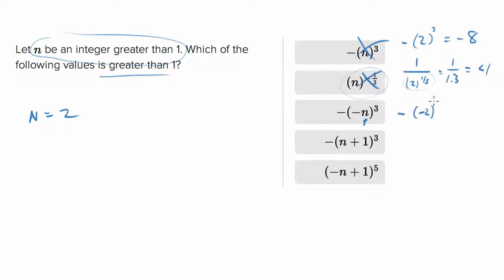2 in here, this will be negative 2 cubed, which is equal to positive 8. So this is going to be your answer.